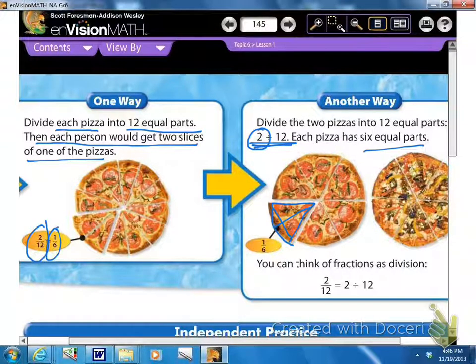So you can think of fractions as division. So you can think of 2/12 as numerator divided by denominator, or 2 divided by 12. Always top number divided by the bottom number. It's always the numerator divided by the denominator.